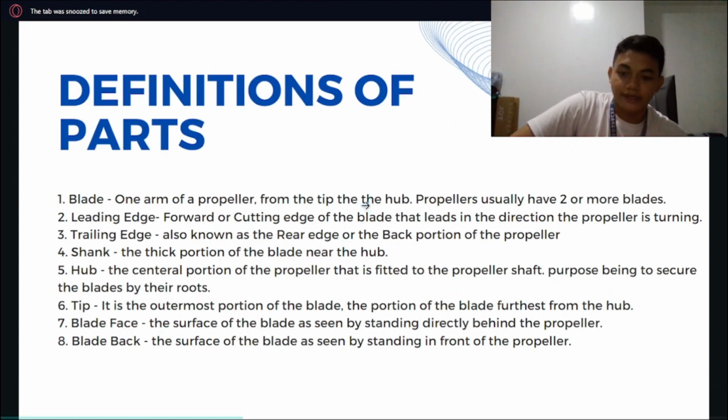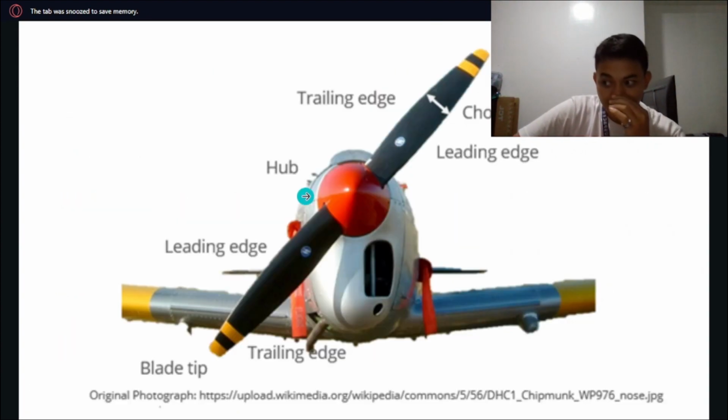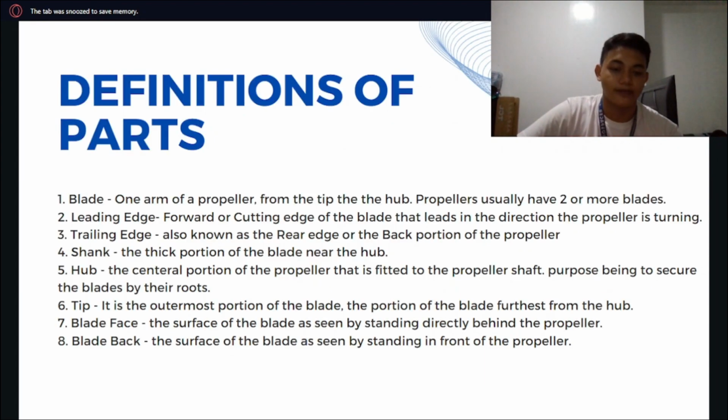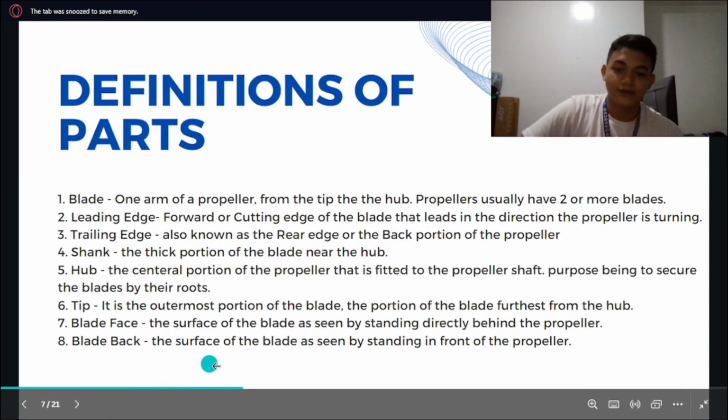Next is the blade face, the surface of the blade as seen by standing directly behind the propeller. So the blade face is the point of view of our pilots, where they can see from the back. That is our propeller blade face. And a blade back, the surface of the blade as seen by standing in front of the propeller itself.